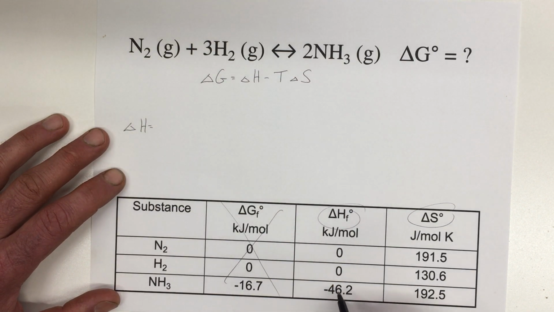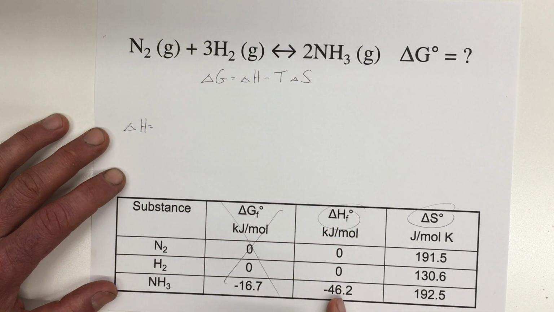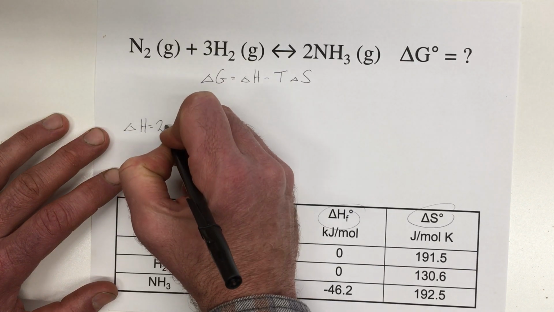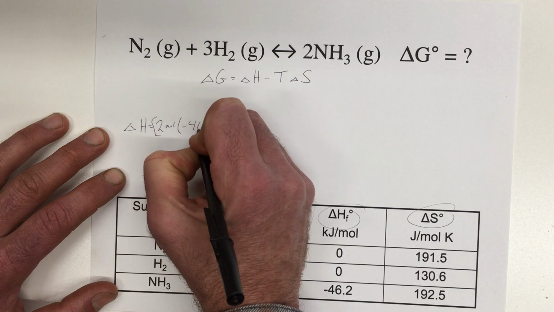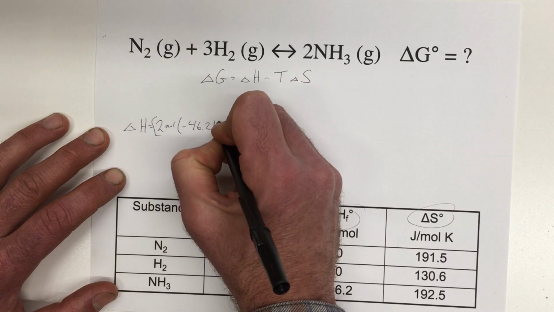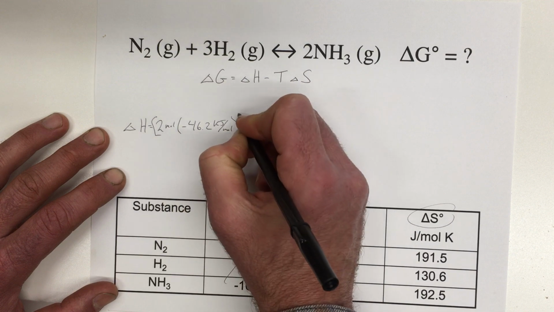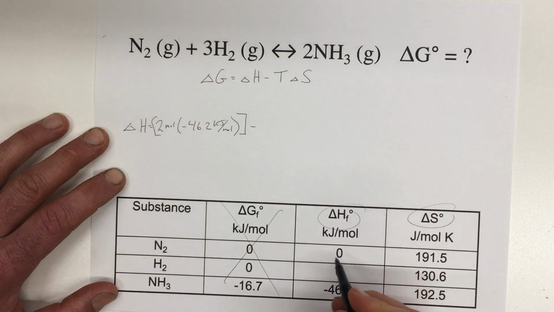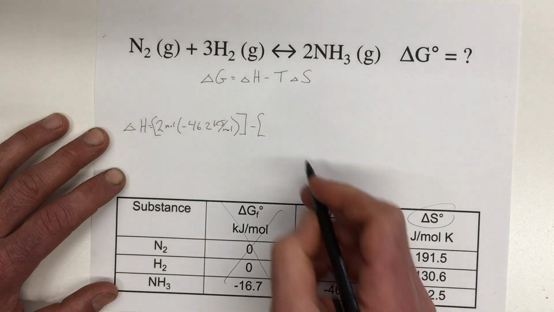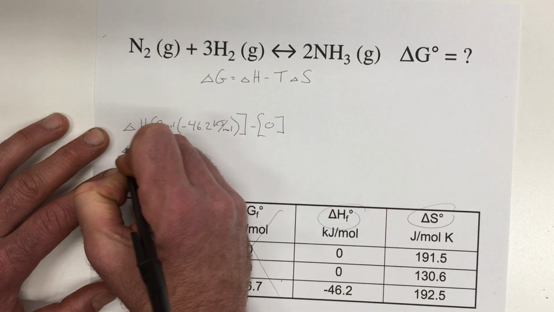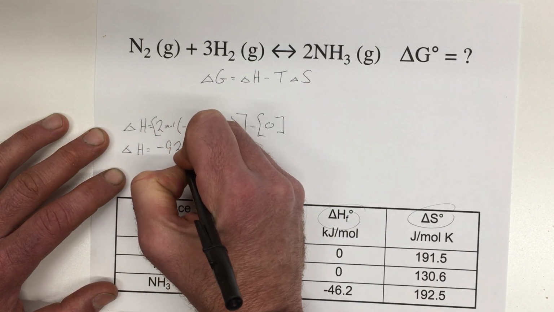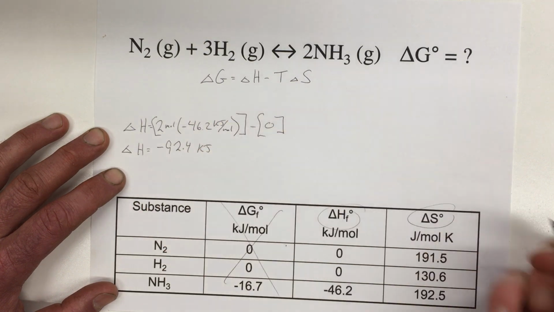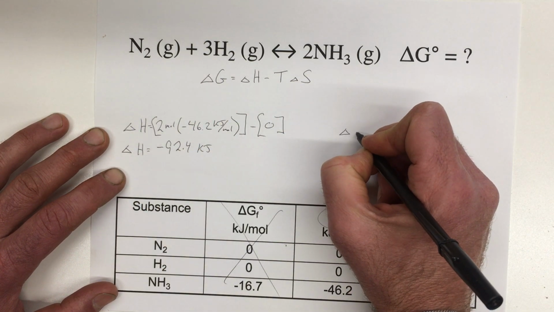So we could take the sum of the enthalpies of formation of your products. So that'd be 2 moles times the negative 46.2 kilojoules per mole. And then minus the enthalpies of formation of your reactants, which are both 0. And so we get a delta H that's equal to negative 92.4 kilojoules. And we'll do the same thing over here for delta S.